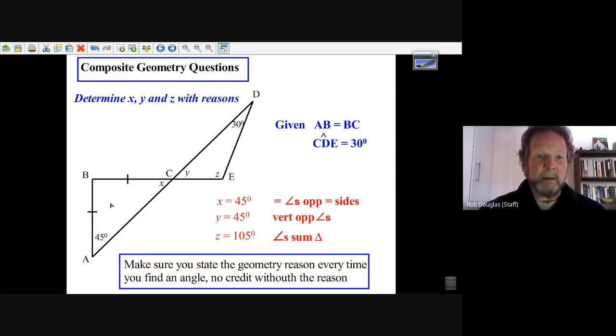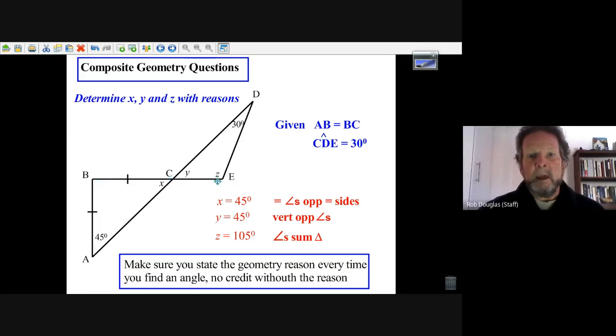These marks here are telling you that AB and BC are equal length, and the question is determine angle X, angle Y, and angle Z. All these angles you have to answer with reasons. Well, look at what's given. It's usually written down in a geometry problem. Well, that's AB is equal to BC.